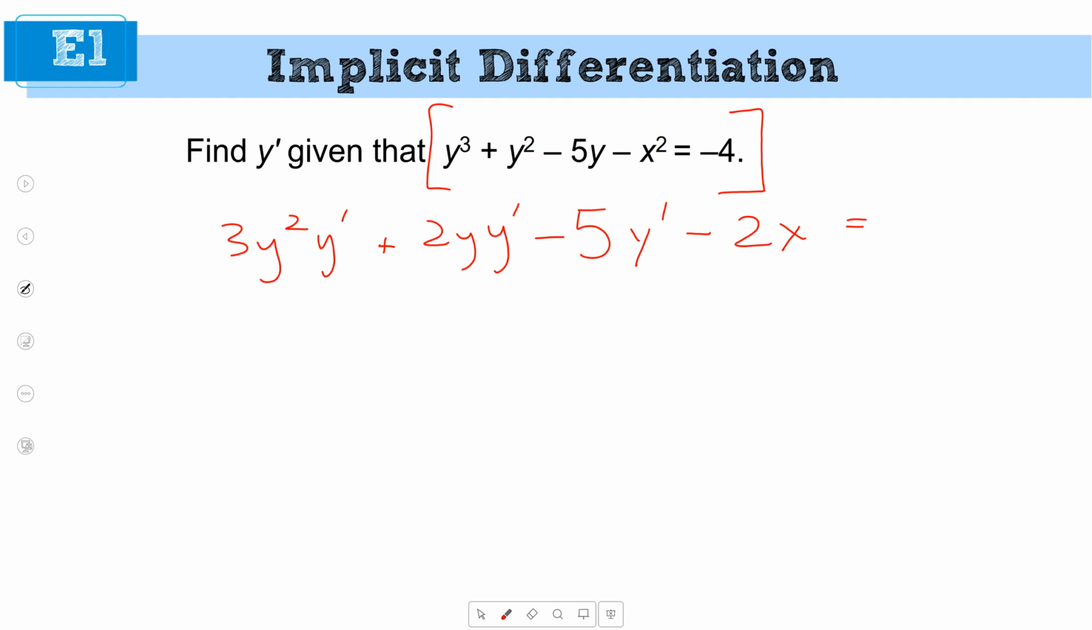And believe it or not, the biggest mistake that people make in implicit differentiation is the following. What's the derivative of negative 4? 0. Nice. But one of you knuckleheads is going to take the derivative of negative 4 to be negative 4. And one of you might be an overachieving knucklehead and take the derivative of negative 4 to be negative 4y prime. Just to make things interesting. Okay? Done with the calculus.